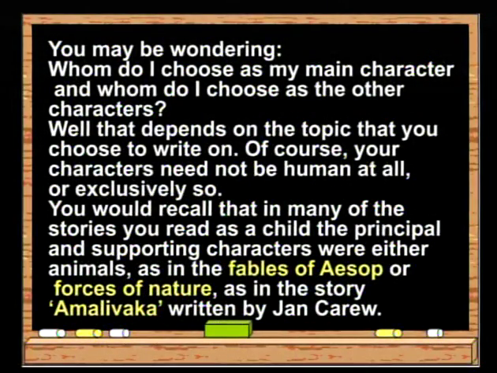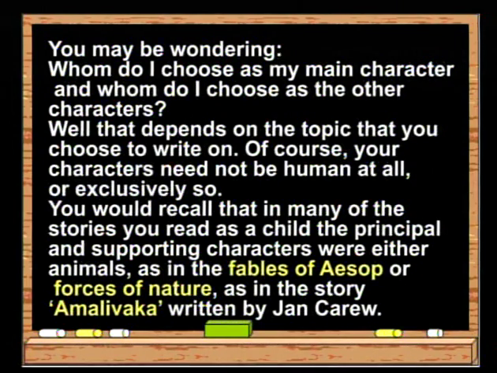You may be wondering, whom do I choose as my main character and whom do I choose as the other characters? Well, that depends on the topic that you choose to write on. Of course, your characters need not be human, or exclusively so.